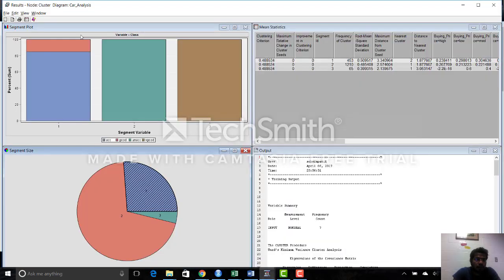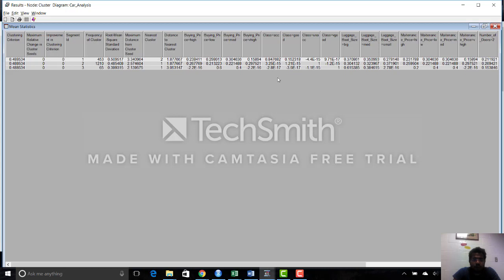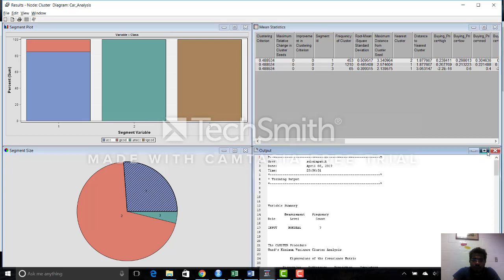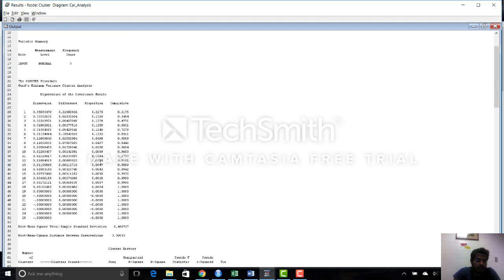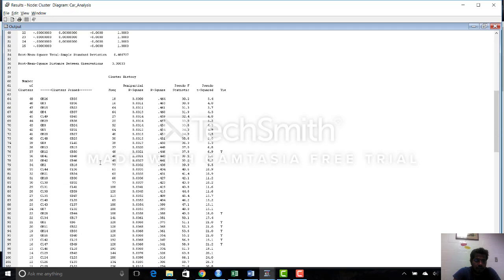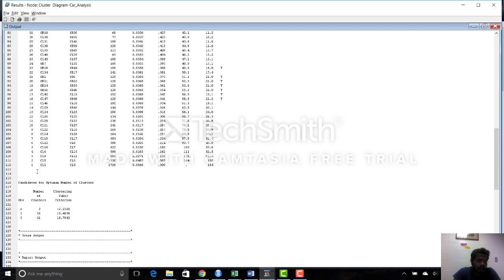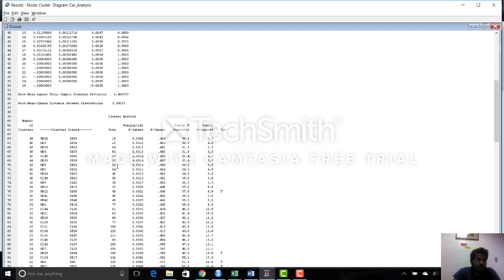The segment plot explains about different classes. The mean statistics have been populated for all the 3 clusters that are available. Now let us look at the output tab. In the output tab, we can see the eigenvalues for the covariance matrix, cluster history, and the candidates for optimum number of clusters. We can also see the root mean square total sample standard deviation, it's 0.4.